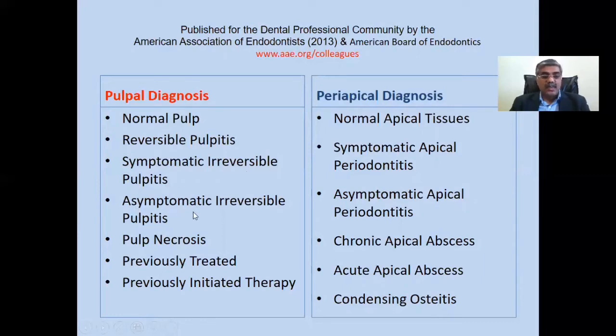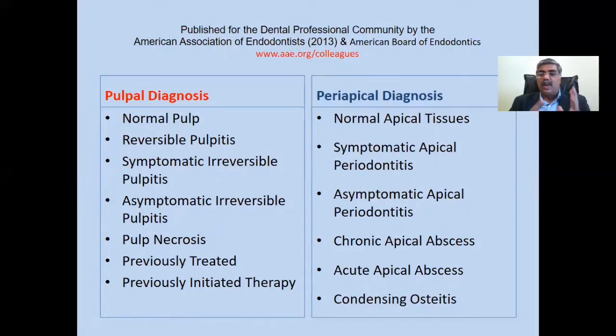The next is asymptomatic irreversible pulpitis. When we try to remove a caries or a restoration and we know that it can result in an intentional pulp exposure, we can call that irreversible pulpitis. And the next one is pulpal necrosis. Here, there won't be any response to thermal stimuli.